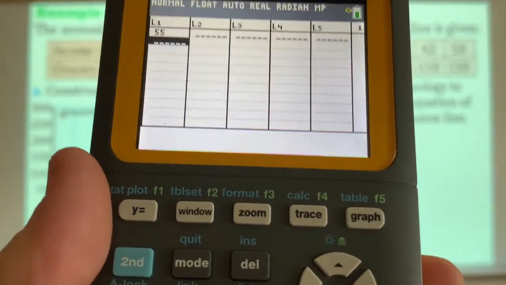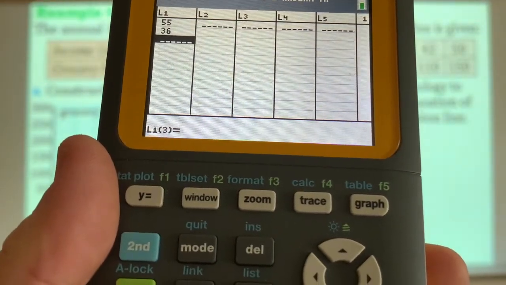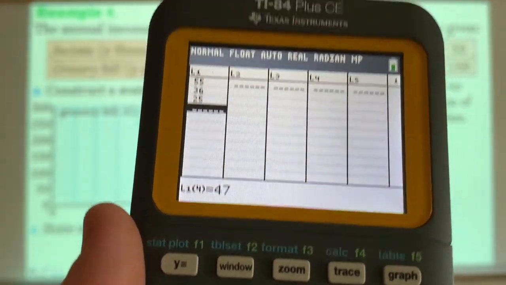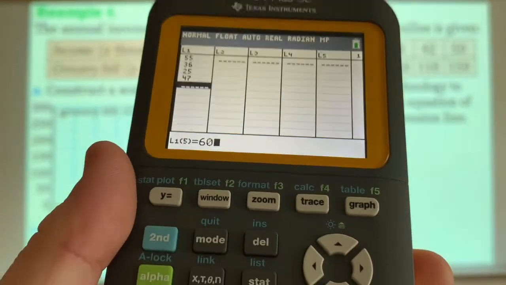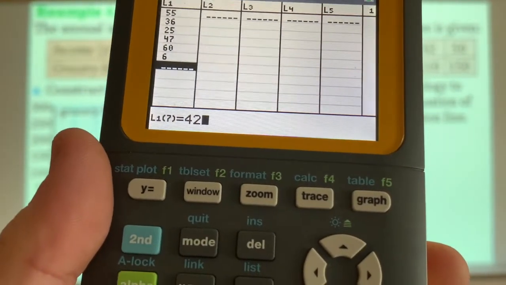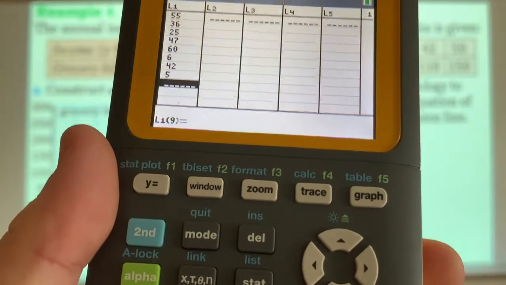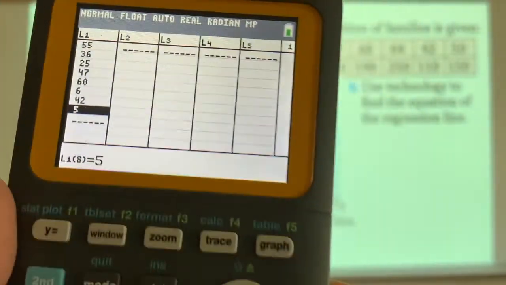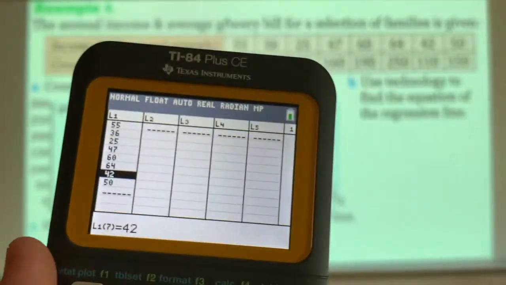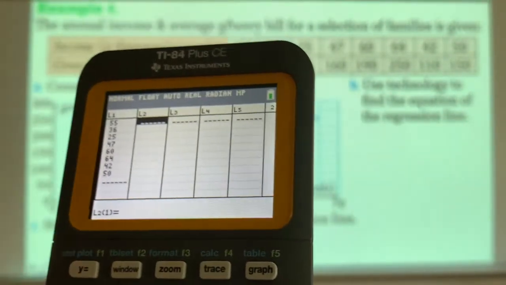55, 36, 25. So you can't say I'm going too fast. 47, 60, 64, 42, 50, whoops, 50, and then this was supposed to be a 64. All right, so that's my first column. Second column. I'll do some of my own.